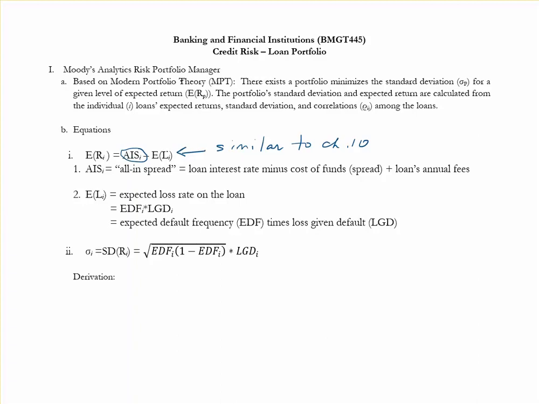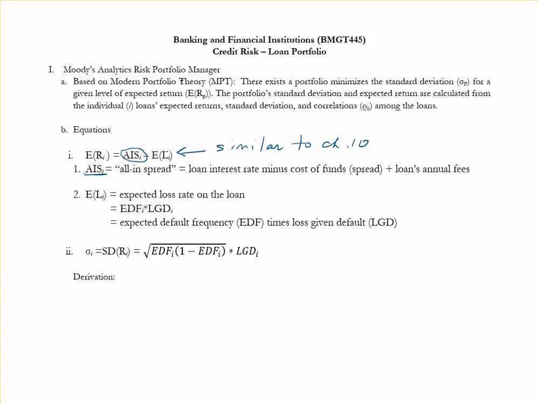And the expected loss here is very similar as in chapter 10, if not the same. It's just that different notation is used. So we're going to define expected loss as the expected default frequency, or in other words, the probability of defaulting, times how much would be lost in a default. So you could think of it as the reverse of the variables we used in chapter 10, where we talked about the probability of repayment and the amount recovered in default.